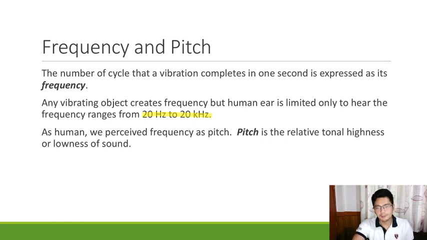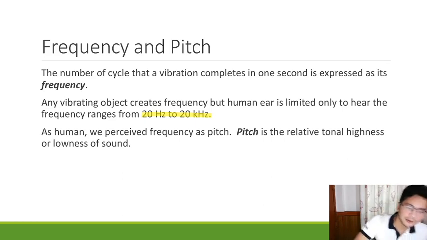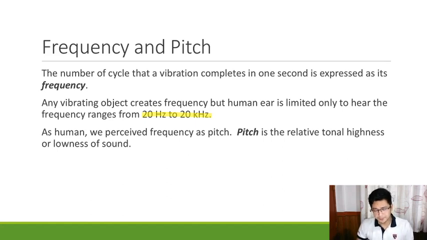And kapag sobra-sobra naman sa bilis, let's say for example, lumagpas ka na ng 20,000 Hz or 20 kHz, hindi na rin siya kayang marinig or ma-perceive ng human ear natin. So as humans, we perceive frequency as pitch. So pitch, it is the relative tonal highness or lowness of sound. So ito yung pitch natin na pinag-uusapan dito is depende sa frequency, yung sensation natin or yung hearing natin is different yung nape-perceive natin. Depende sa bilis ng vibration niya. So ito, tingnan natin to.